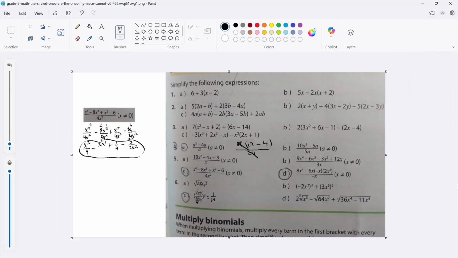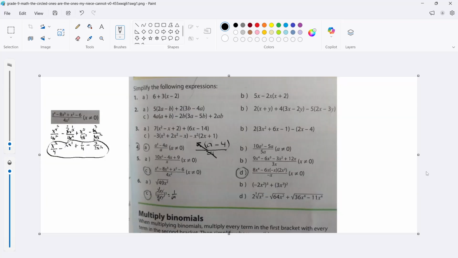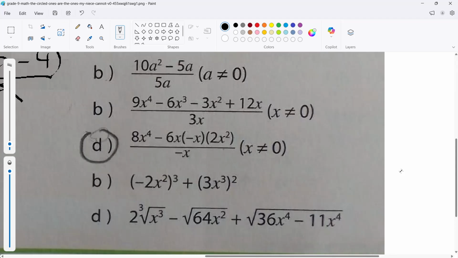And then I've got this last one, and again I'm going to need more room. Let me get more room. So this is 8x to the 4th. Now I'm going to distribute here, or multiply everything together. I'm just looking at the negative sign. Negative times negative, no other signs, that's positive. 6 times 2 is 12. I've already taken care of the signs. I've taken care of the 6 and I've taken care of the 2.